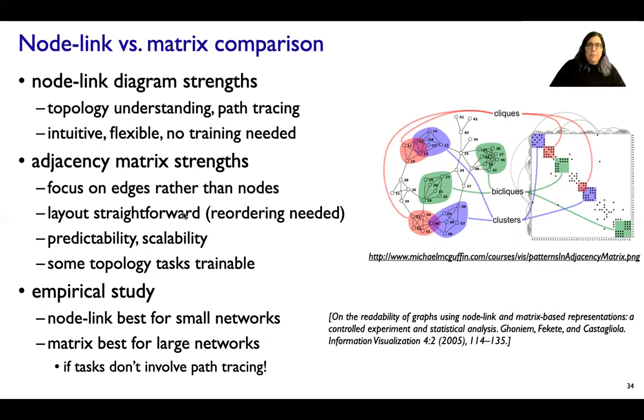So there's been a lot of energy put into trying to figure out when to use which of these. If your network is small enough, absolutely, just use a node link view. It's the easiest to understand. If you don't need to do path tracing and your network is large and dense, well, then you might consider a matrix view.